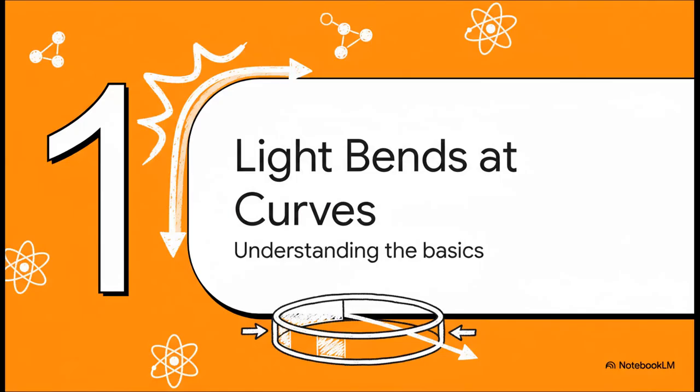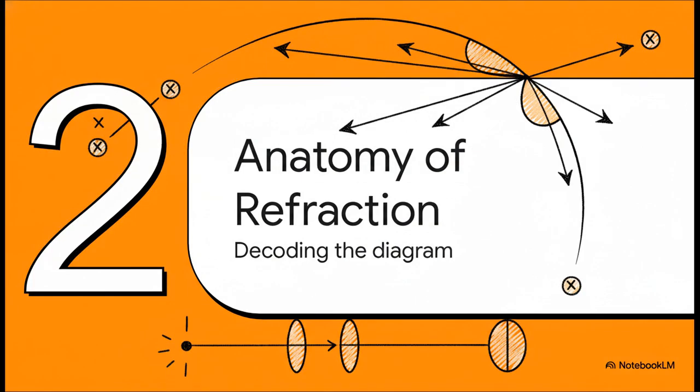Okay, first things first. Let's imagine a single ray of light, just zipping along through the air. What happens when it suddenly hits, say, a curved piece of glass? Well, it doesn't just keep going straight. It bends. It changes direction. And that little bend, that is the core concept for everything we're talking about today. It's called refraction.